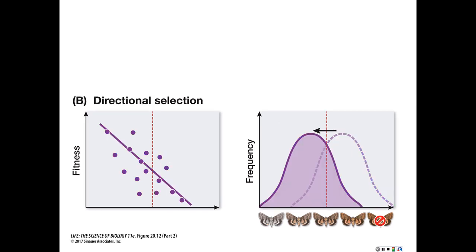Directional selection, I feel like, is kind of the most easy to wrap your mind around. Directional selection is when one extreme phenotype is favored.